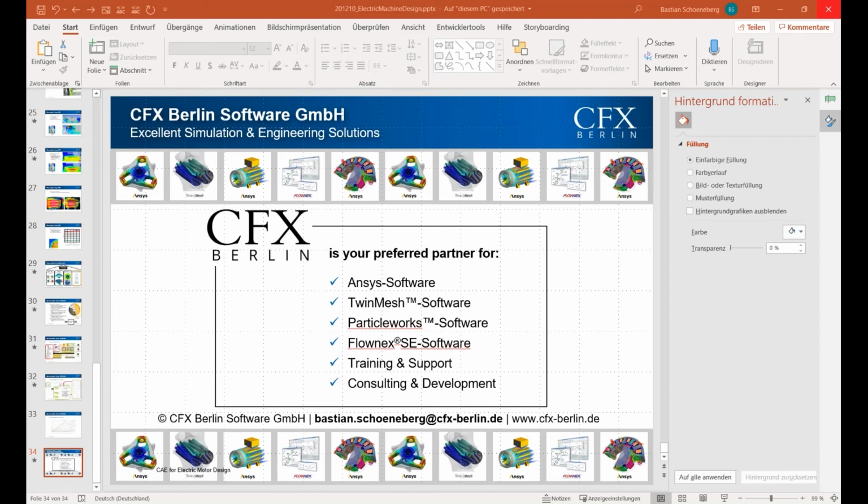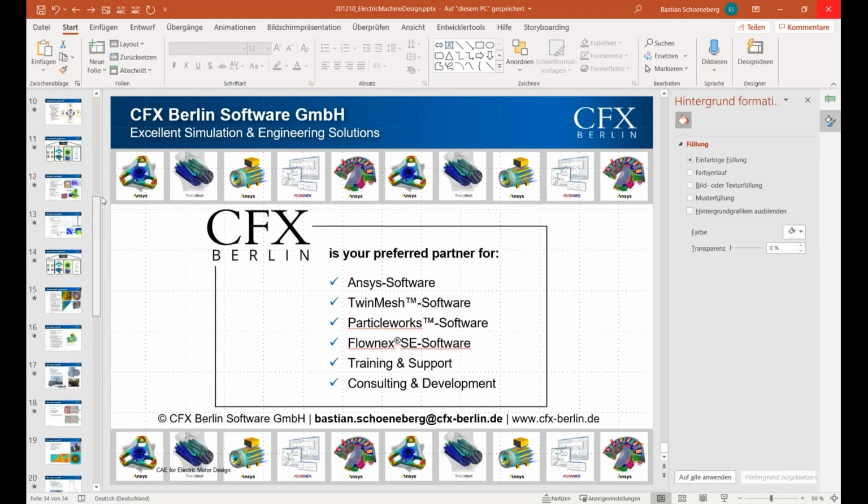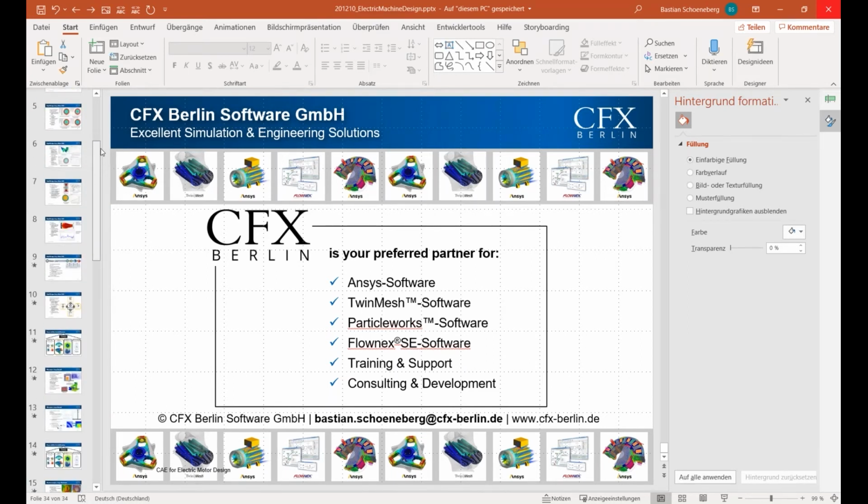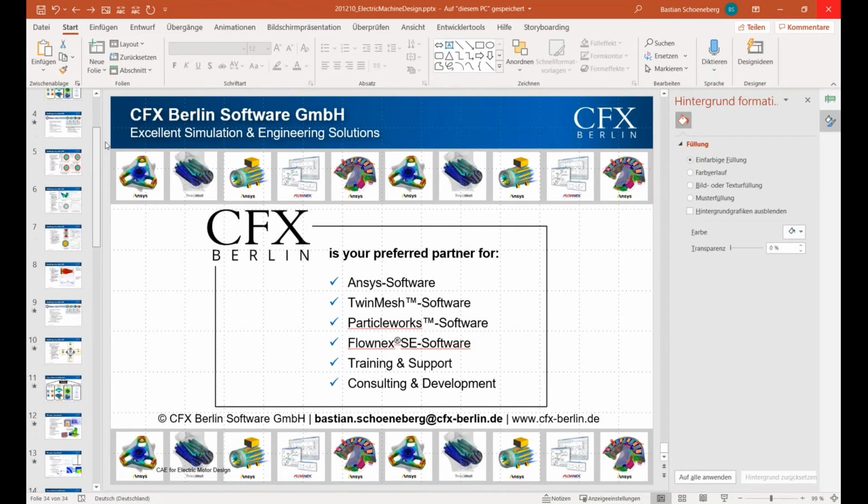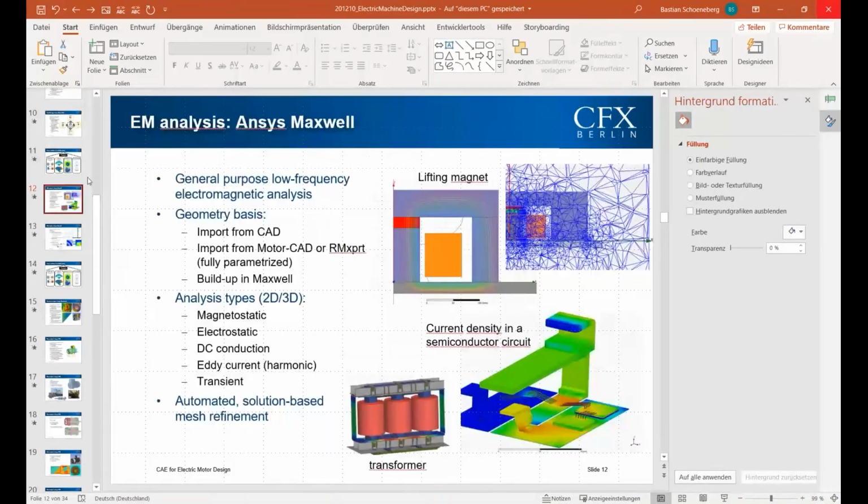Okay. What is meant by solution-based mesh? I think you refer to the slide where I showed the capabilities of Maxwell. Let's see. I think this slide here. Here you can see a cross section through this lift magnet geometry.